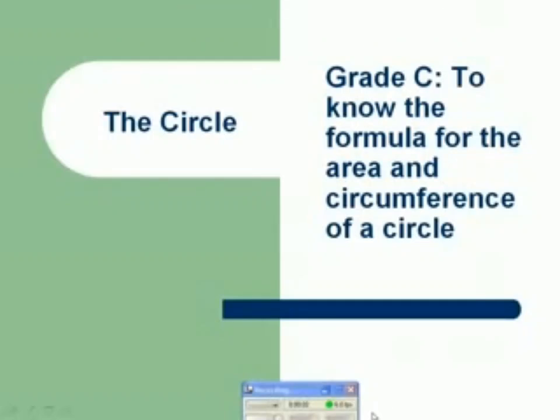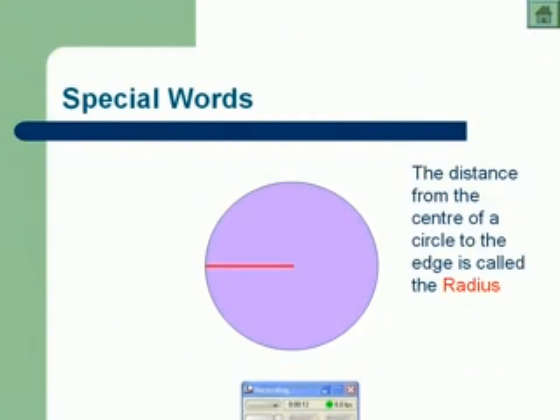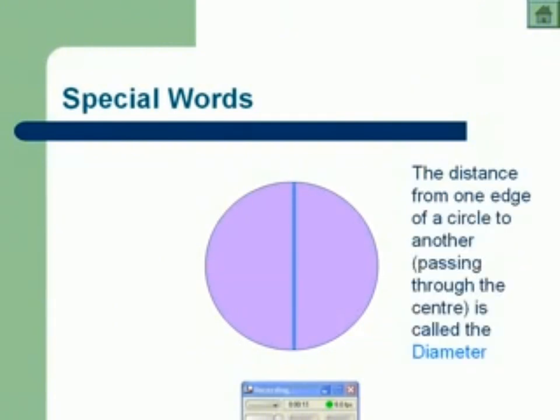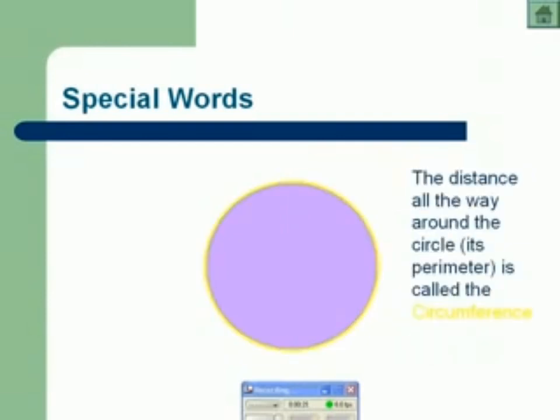Right, to know the formula for the area and circumference of a circle and to be able to use it, that's grade C. So we've got some special words for the circle that we need to know. We know that from the centre to the edge of the circle is called the radius. Passing straight through the centre from one side to the other is the diameter.